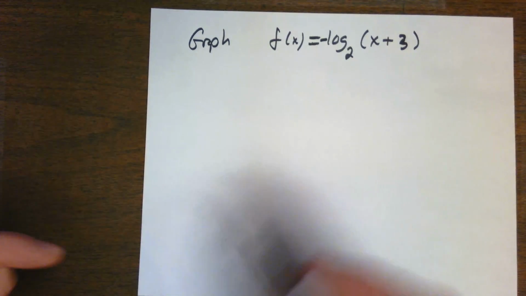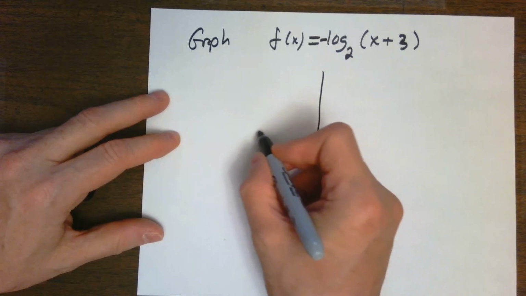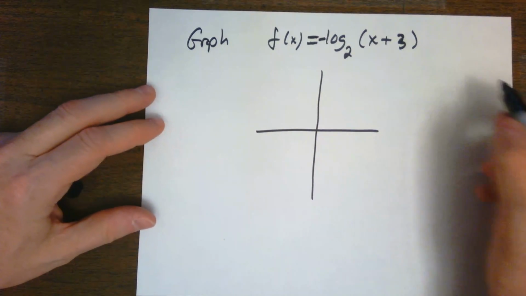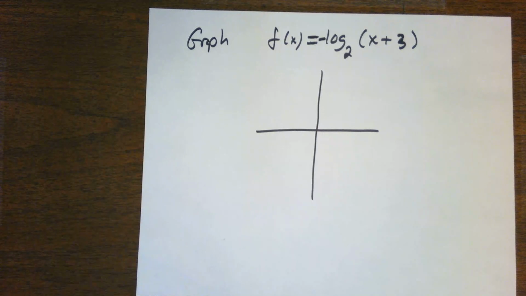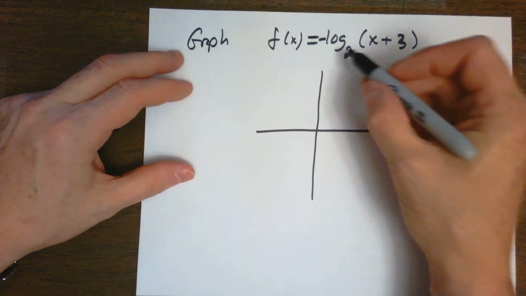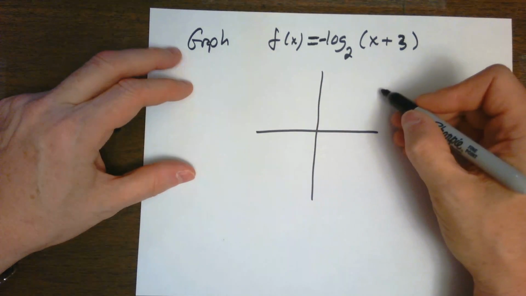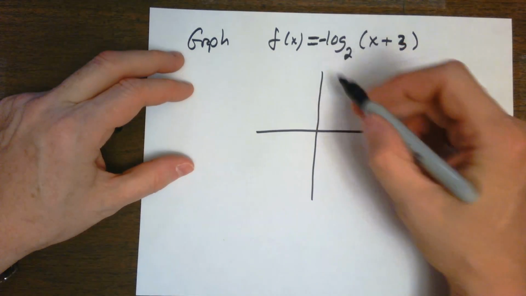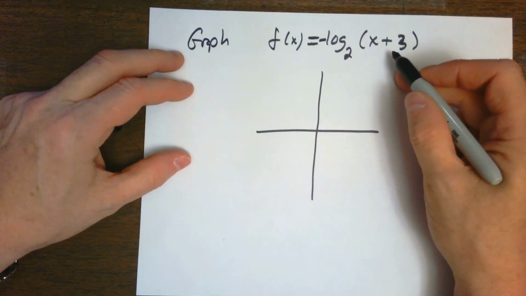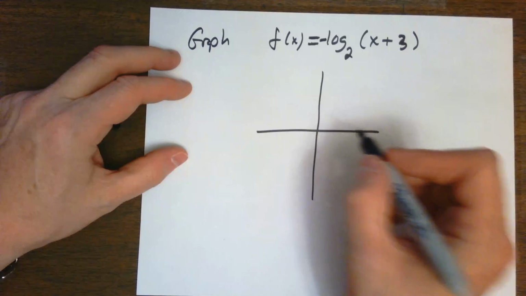All right, well, we know what the parent function looks like. The parent function, let's see, what happened to the parent function? I just dropped it over here somewhere. The parent function, the exponential growth, log base 2 of x, we know it looks like this. Well, what's this negative going to do? It's going to flip it upside down, and then the plus 3 is going to move it back 3.